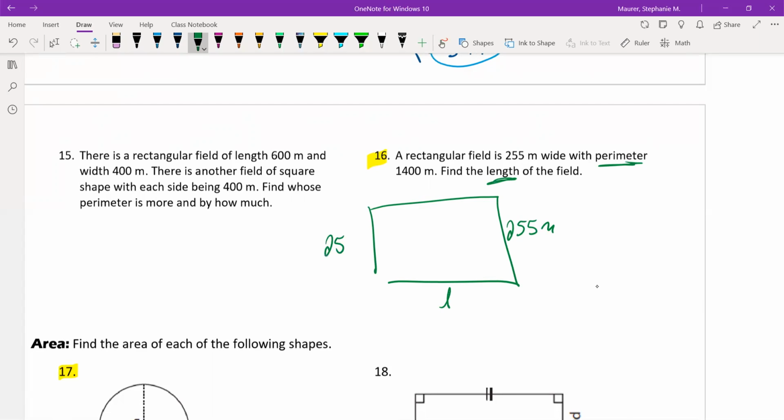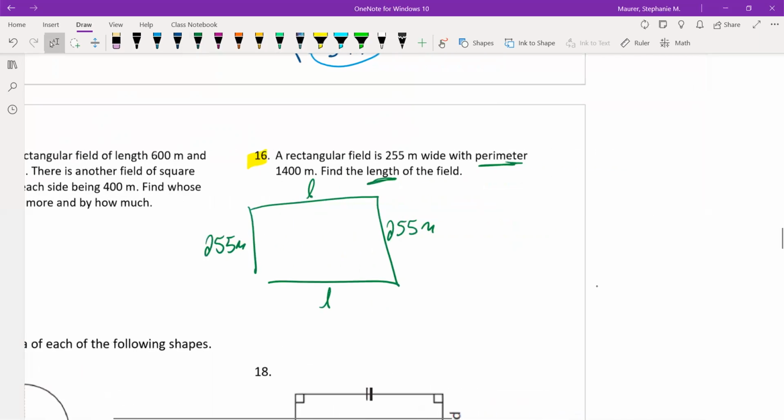Perimeter means adding up all of the sides. Well, I know that these two sides are the same because it's a rectangle, and I know that these would both be L. So perimeter says, let's add up all the sides. So we're going to take 255 plus L plus 255 plus L, and that should equal, and they actually give us our perimeter of 1,400.